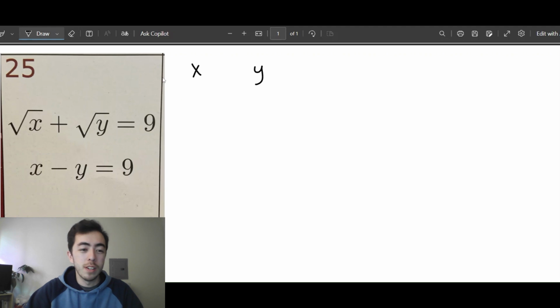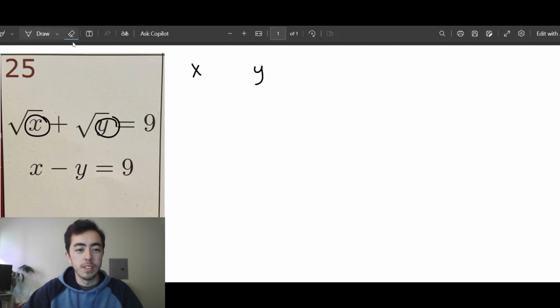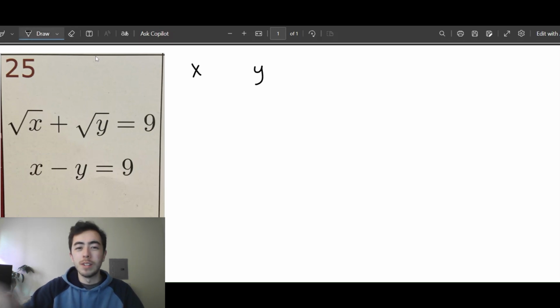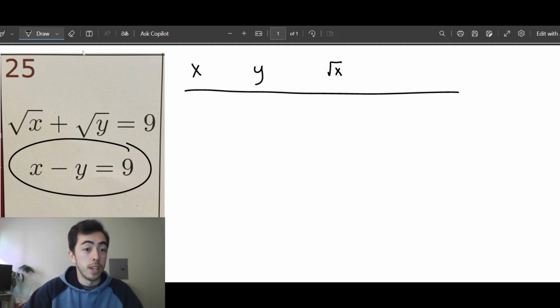The first thing I'm noticing is that x and y are probably non-negative because square rooting negative numbers is kind of an issue. I mean, it'll create an imaginary or a complex number, but I just don't think we're going to be using that today. And next, the difference is always 9 between the two.